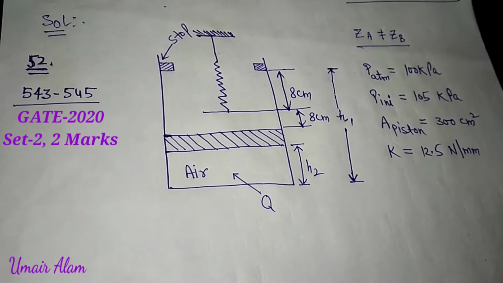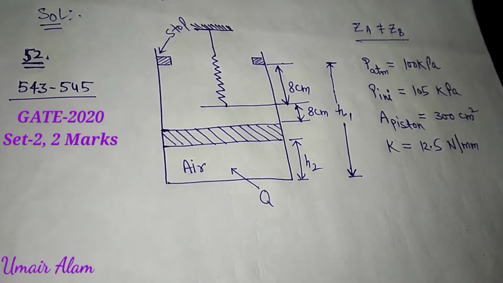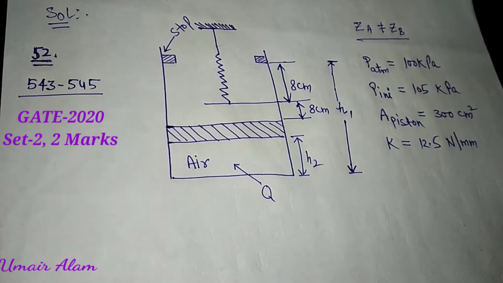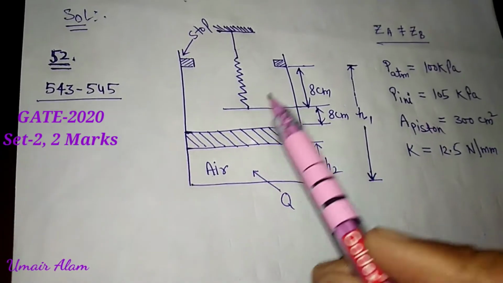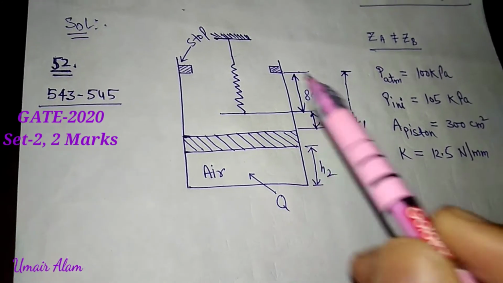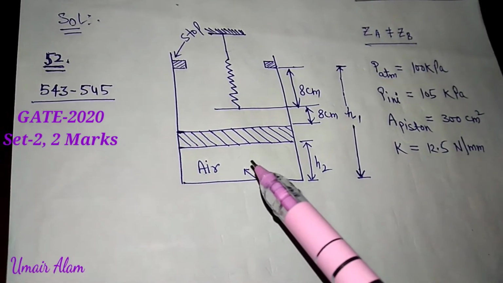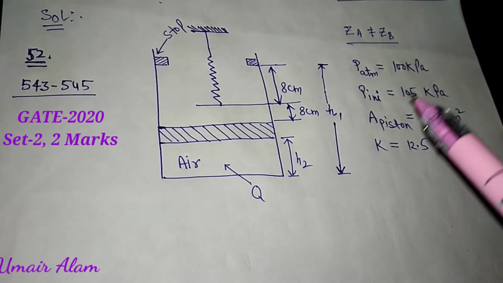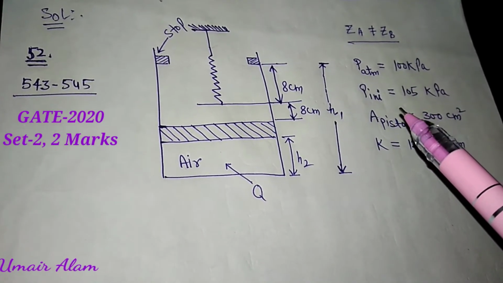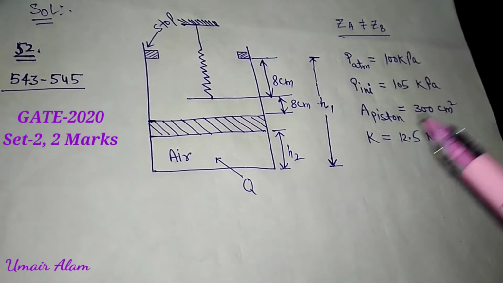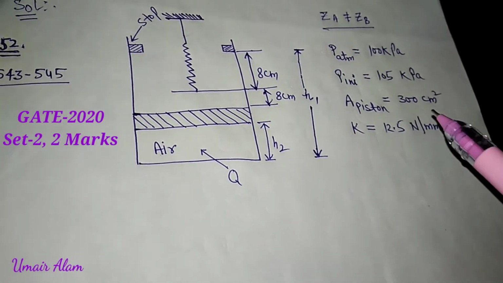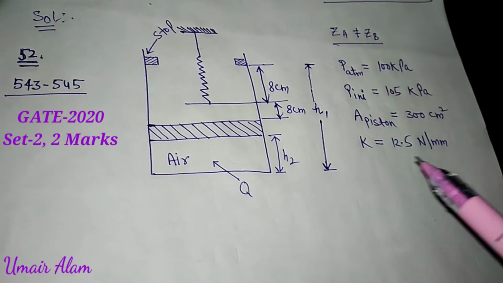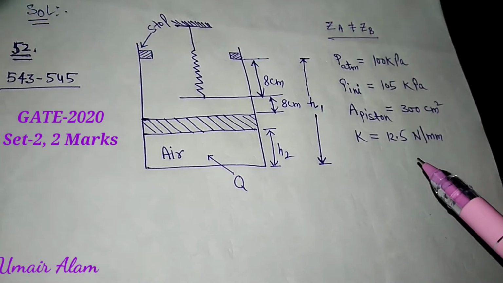Today I'm going to solve question number 52, which was asked in GATE 2020 of 2 marks in set 2. The question is: there is a frictionless piston cylinder arrangement, and the atmospheric pressure is 100 kilopascal and the initial pressure in the cylinder is 105 kilopascal. The area of the piston is 300 centimeter square, and there is a spring with spring constant k equal to 12.5 newton per mm.